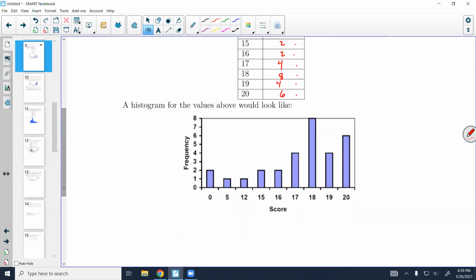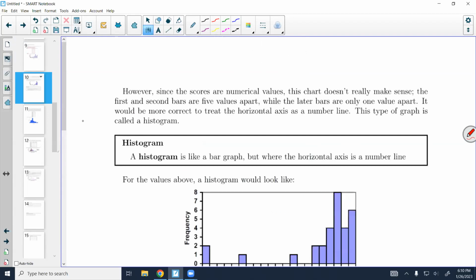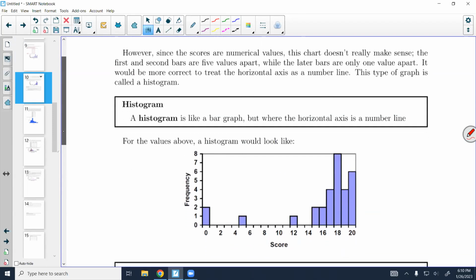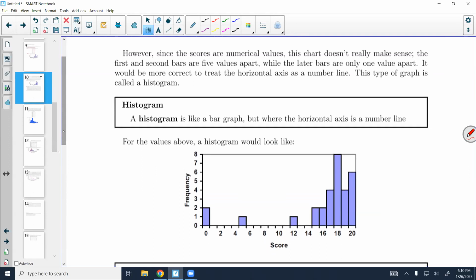The bar chart would look like this. This is not a histogram. This is a histogram. So since the scores are numerical values, this chart doesn't really make sense. The first and second bars are 5 values apart, while the later bars are only 1 value apart. It would be more correct to treat the horizontal axis as a number line. This type of graph is called a histogram.